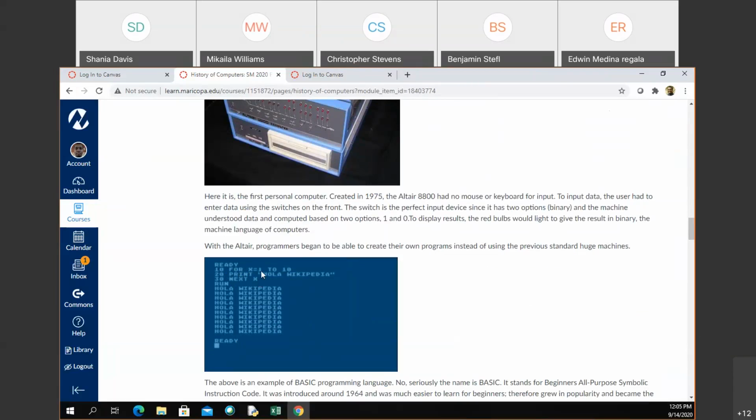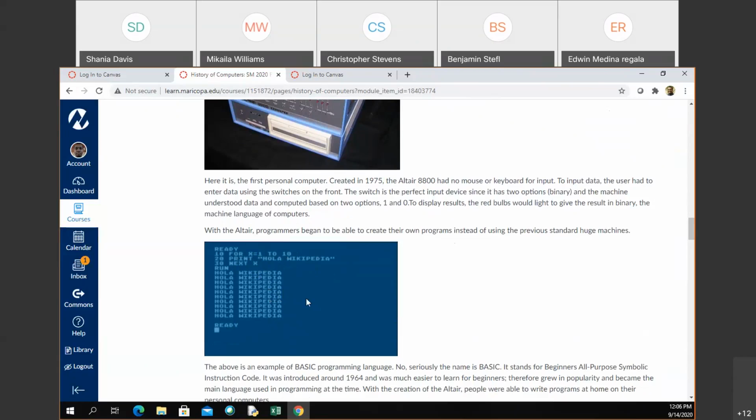So this: for x equals 1 to 10, print hola Wikipedia, next x. That's pretty easy to understand, right? So you're going from 1 to 10 on x, and for each one of these, you print hola Wikipedia, and then it goes to the next x. So it just keeps looping through that. And so here it is. It prints out hola Wikipedia 10 times. That's pretty standard, pretty simple to understand, right? That's BASIC. This is the BASIC programming language.